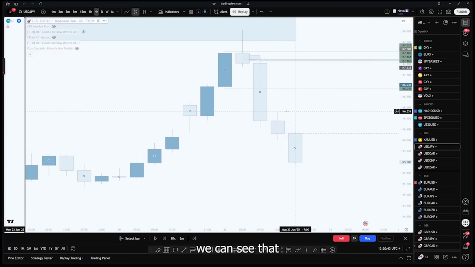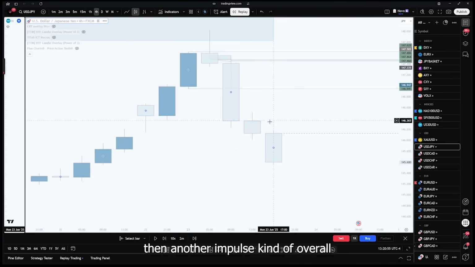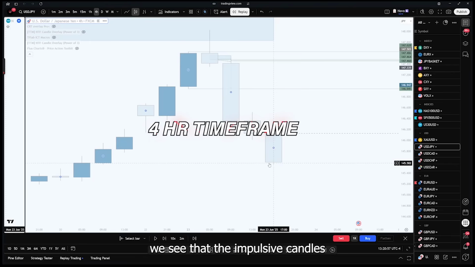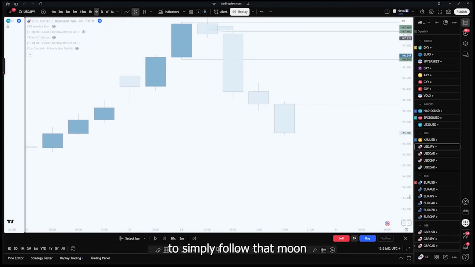Now, first thing already, we can see that we are following a continuative candle layout here. We have impulsive candles followed by an indecisive candle, then another impulsive candle. Overall, we see that the impulsive candles are taking priority. So with that, you're going to simply follow that market movement.